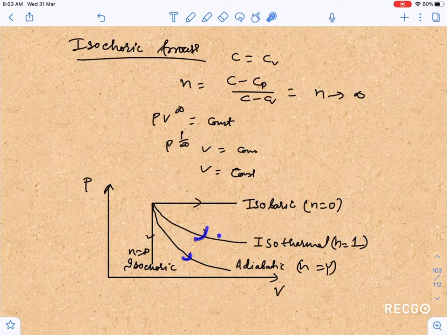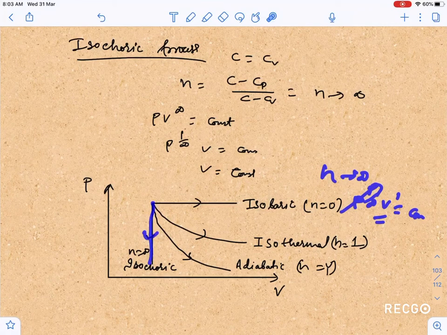So this is the question which is asked by JEE. This is isochoric process, this is isothermal and adiabatic process. The slope of adiabatic process is steeper than that of isothermal process. Now guys, when n tends to infinity, I know that P to the power 1 by infinity, V to the power 1 is equal to constant. That means V is equal to constant. This is isochoric process. So this is all about this lecture guys.